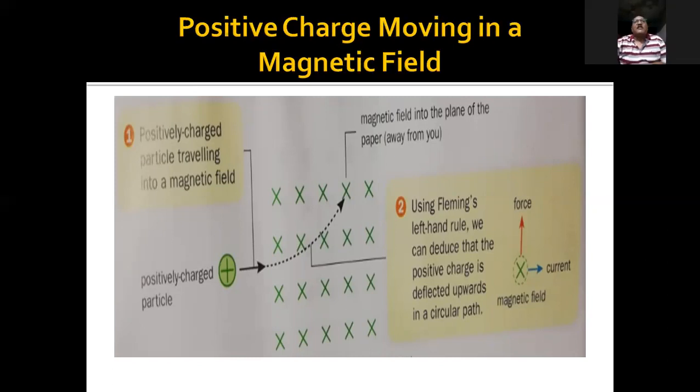It means that this positive charge, when it enters this magnetic field, will be bent in the upward direction. And it has bent in the upward direction. So by using Fleming's left-hand rule, I am able to tell how a positively charged particle will be deflected in a magnetic field. I hope that you have understood.